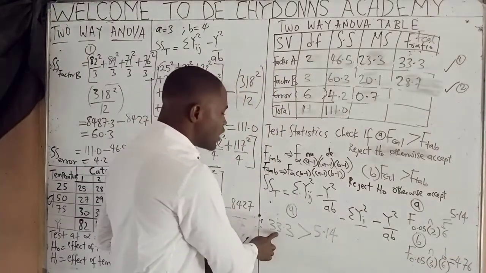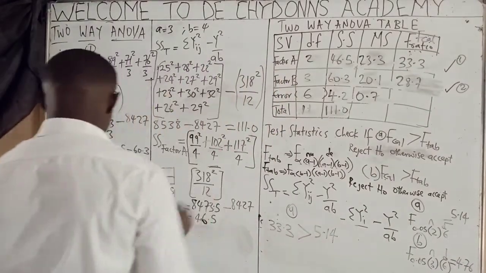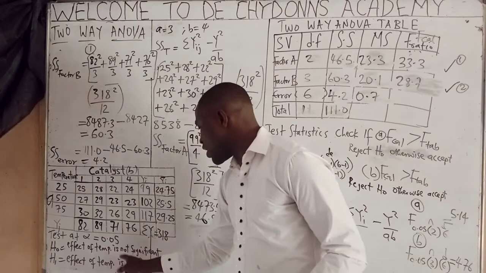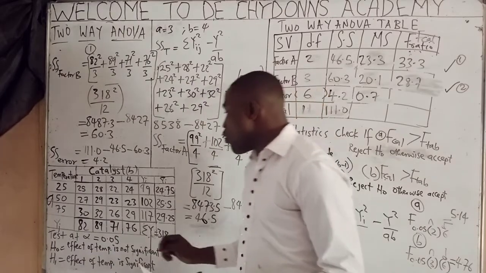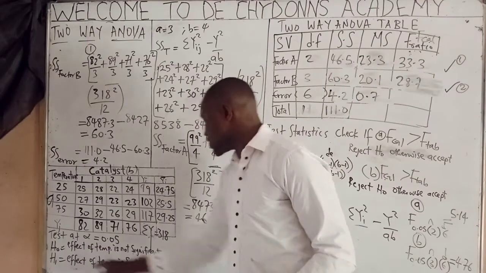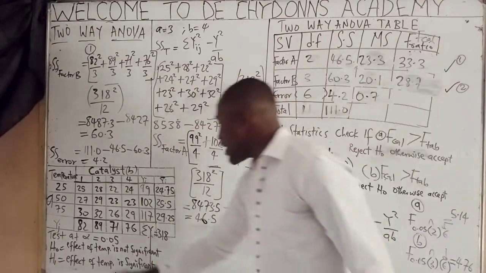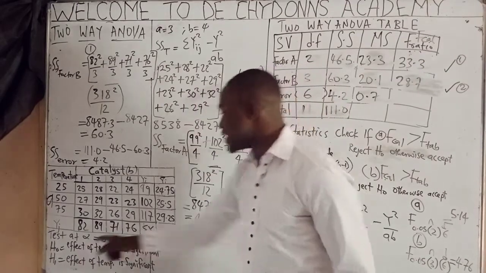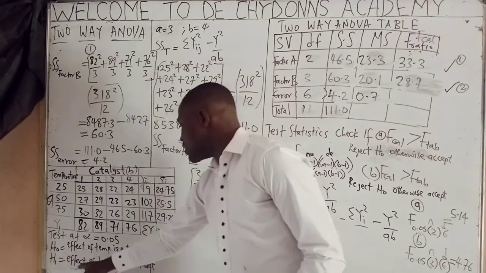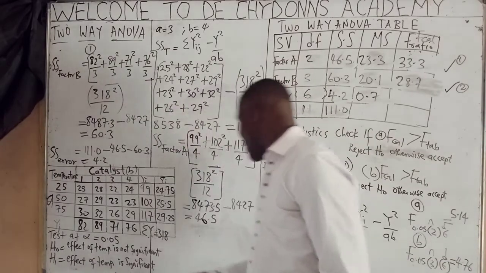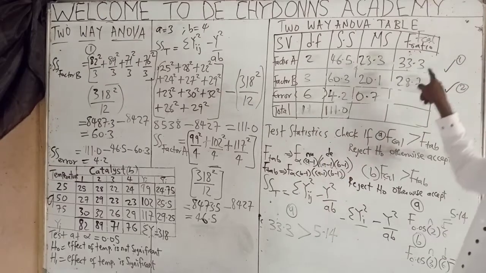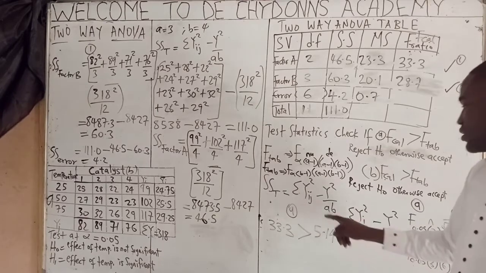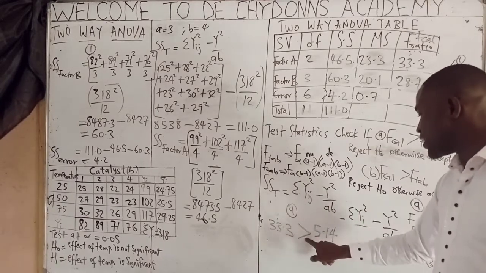Now because our F calculated is greater than F table, we say from this we are to reject null hypothesis, which said effect of temperature is not significant. Because we have rejected the null hypothesis, we now accept the alternative hypothesis. We say yes, effect of temperature is significant. That is our conclusion, because this is greater than this.